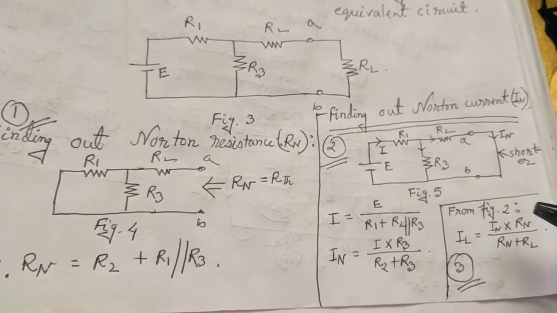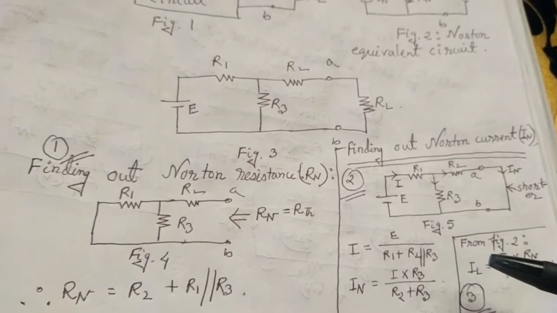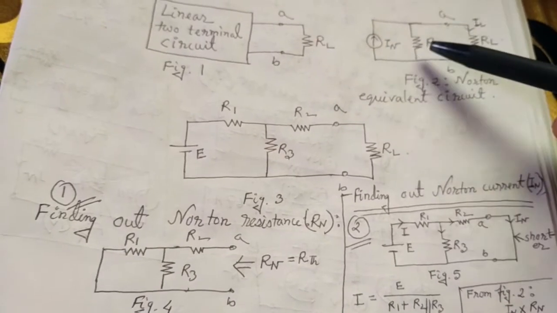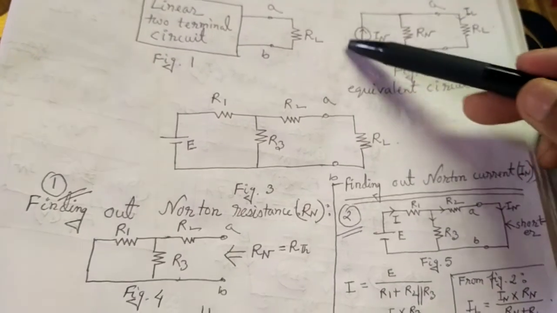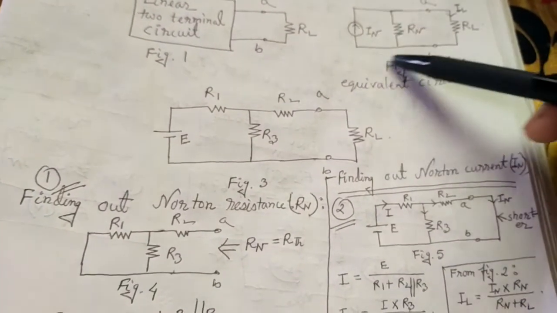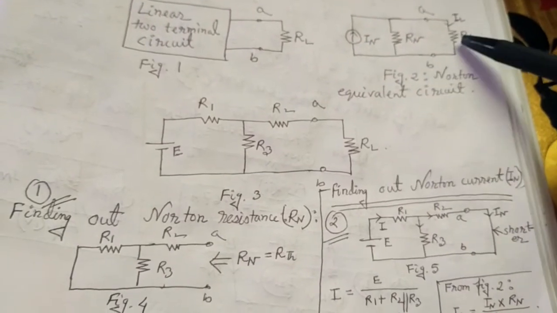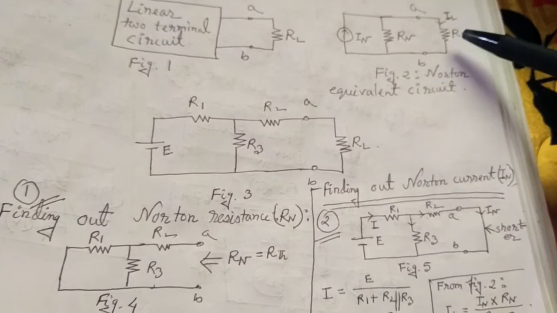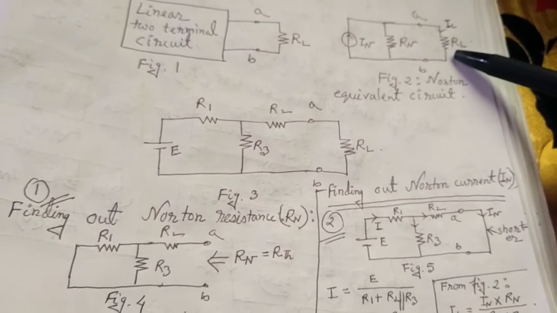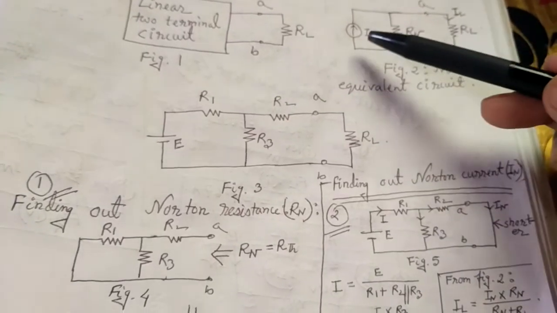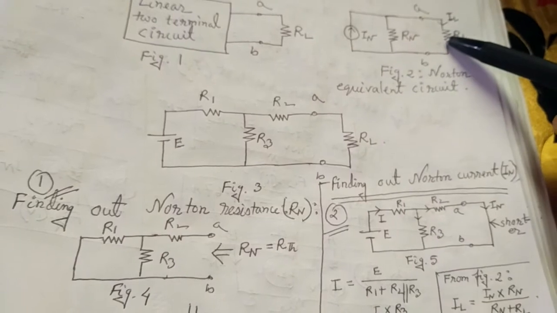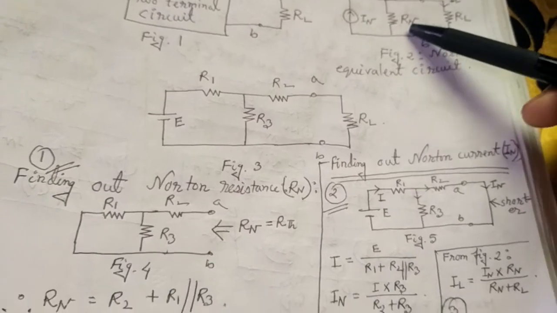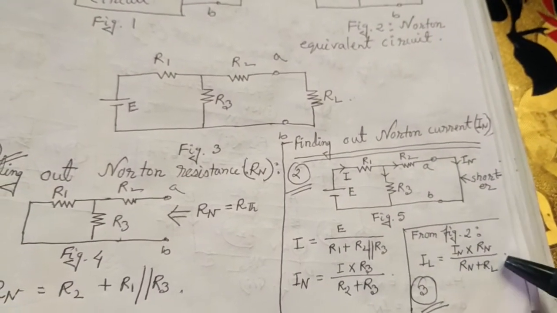Now we are going for our Norton equivalent circuit. This is our figure 2, Norton equivalent circuit. That is IN in parallel with RN. That is our AB network's Norton equivalent circuit, where RL is placed at the terminals of AB. Now you can easily determine the current through RL using the current divider rule. So IL equals total current IN multiplied by the opposite resistance RN, divided by total resistance RL plus RN. So that is the equation we have written.